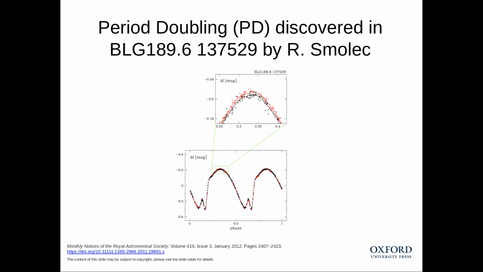Let's see some examples. So this is the discovery paper for the period doubling done by Radek Smolec in 2012, I believe. So what is period doubling? Period doubling is actually, as you go from one period to another, you can see that the light curve amplitude changes in its upper corner. So the red and the black lines actually represent the true change in the pulsation. The amplitude changes in every second period. So that's why it's called period doubling.